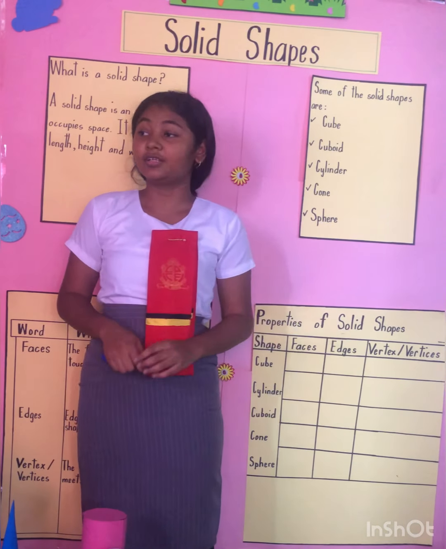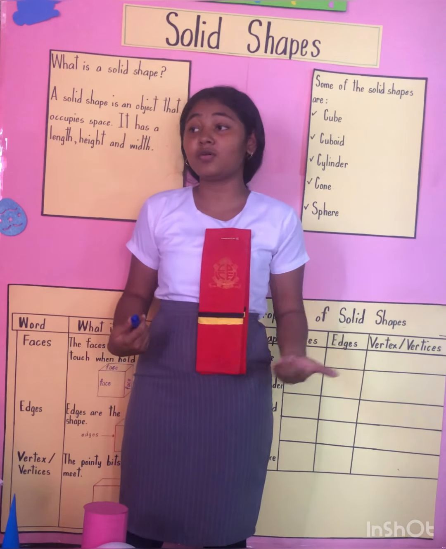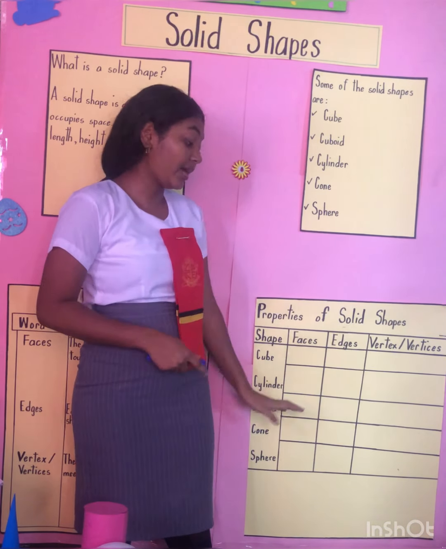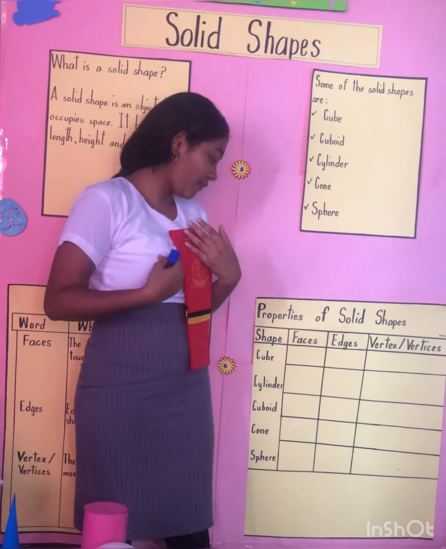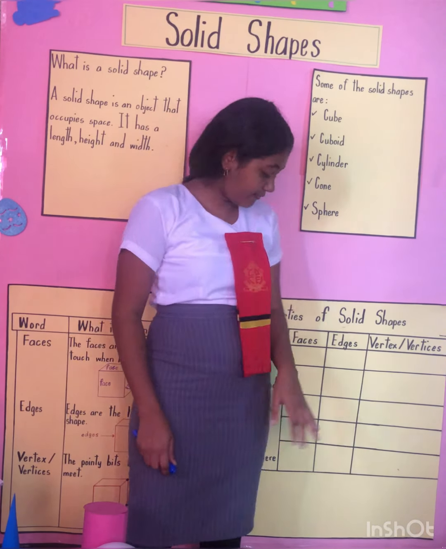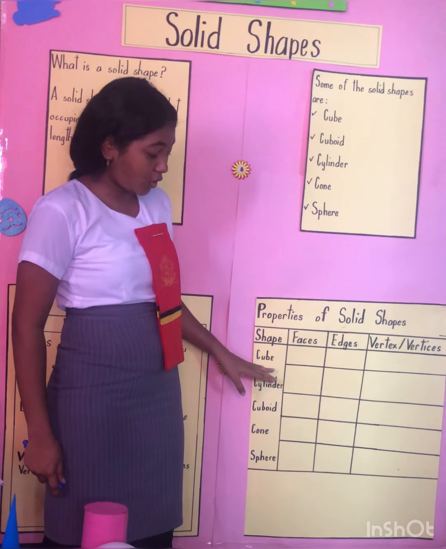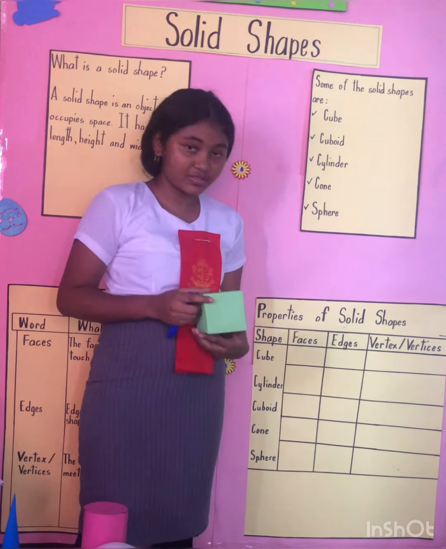Now that all the groups have finished completing their properties of solids table, we are going to look at all the answers. You will be telling me the answers and I will be placing them into my table here. The first shape we have here is a cube. Can you tell me how many faces the cube has?